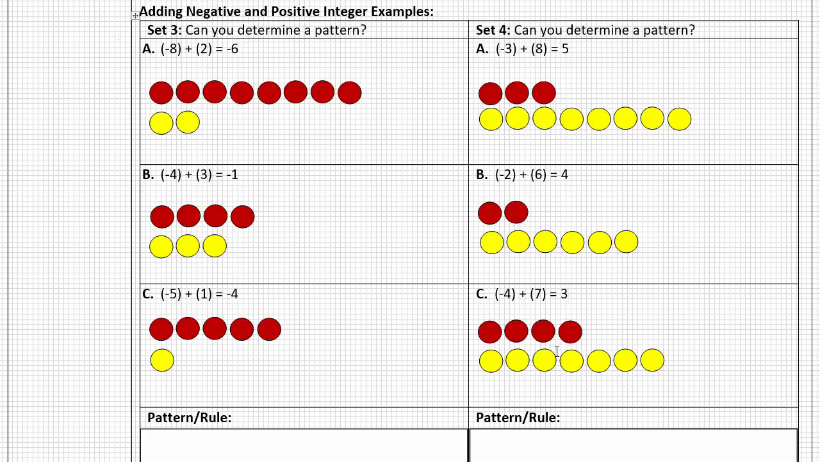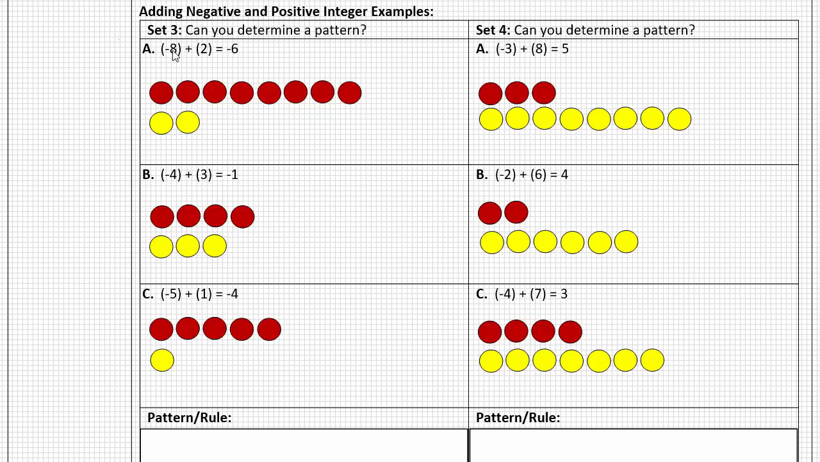So now we need to figure out what does each set have in common, and what rule or pattern is it trying to teach us? Can you see it? Remember in our last video we talked about absolute value of the numbers that we were adding. Notice in set 3 all of our answers are negative: -6, -1, and -4.